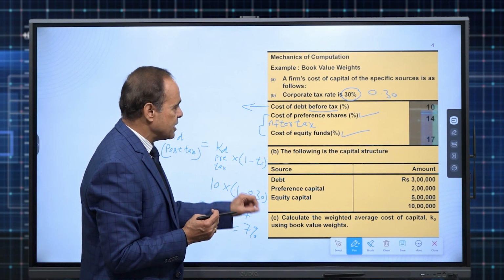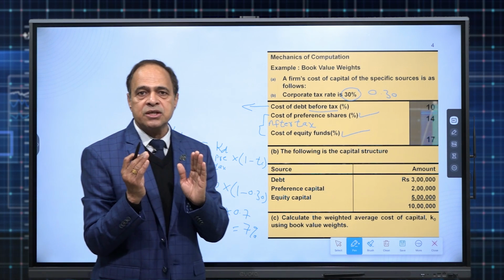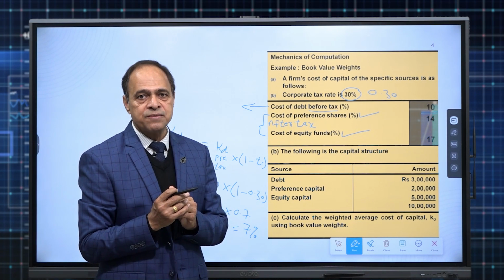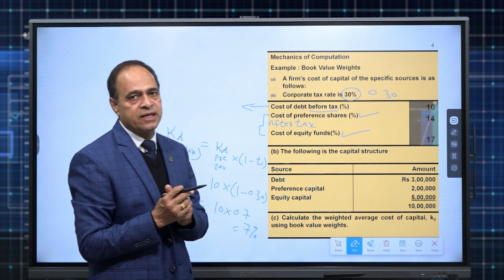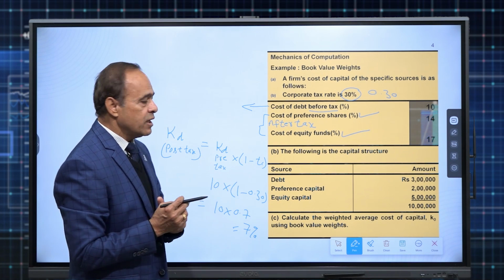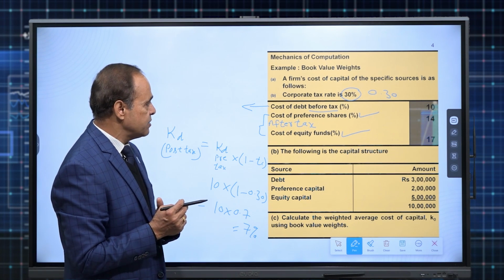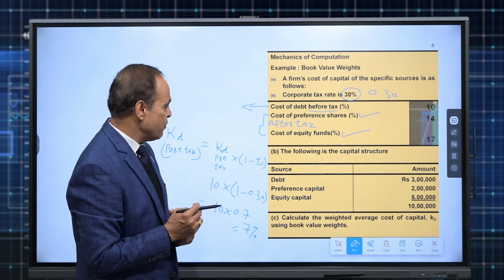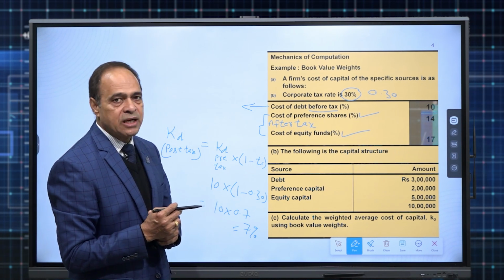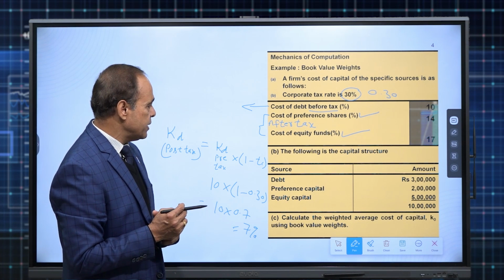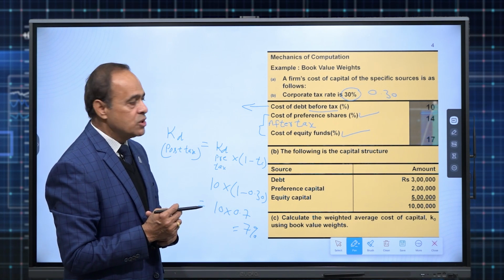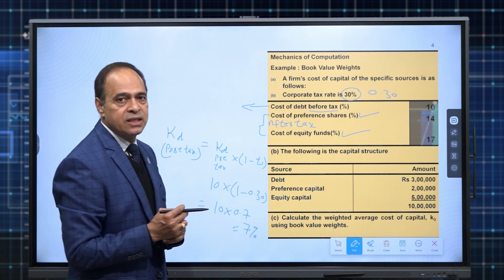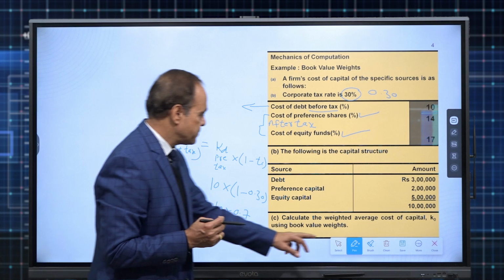Now we see what is the capital structure of a company. By capital structure of a company, we mean the composition of different long-term sources of funds used by the company to fund its assets. So in this case, capital structure comprises of debt, book value 3 lakhs, preference share capital, book value 2 lakhs, equity 5 lakhs, total becomes 10 lakhs. Now we have to calculate weighted average cost of capital. So you have to remember 10%, 14% and 17%. So let us proceed in the next slide to show the calculation.